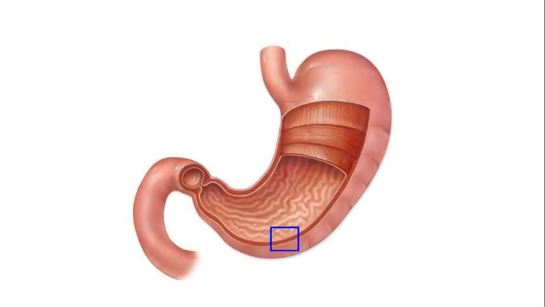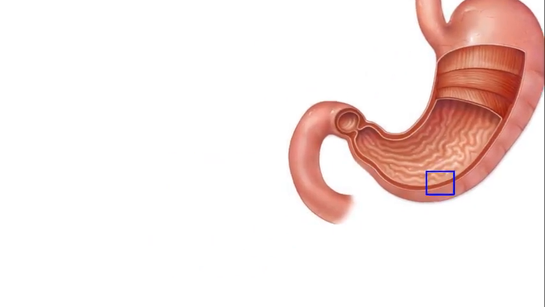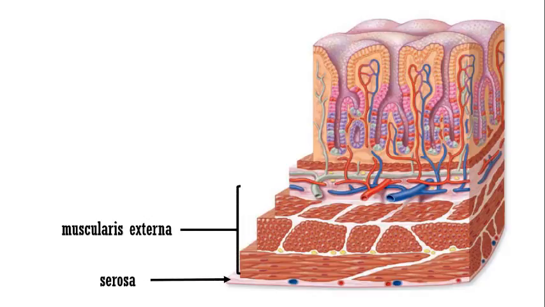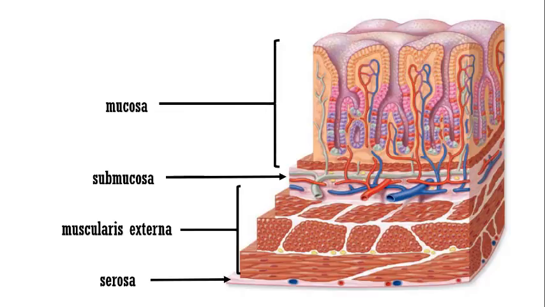This is the stomach. We will have a higher magnification in its wall. The stomach wall consists of, from outside to inside, serosa, muscularis externa, which consists of 3 layers of smooth muscle, outer longitudinal, middle circular, and inner oblique, and the submucosa and the mucosa. And the mucosa consists of the muscularis mucosae, the lamina propria, and the epithelium.